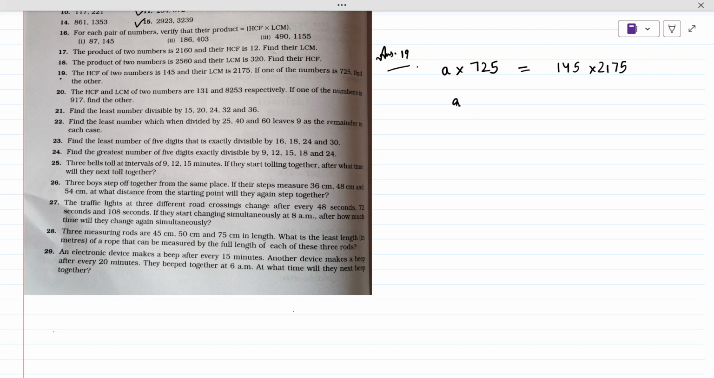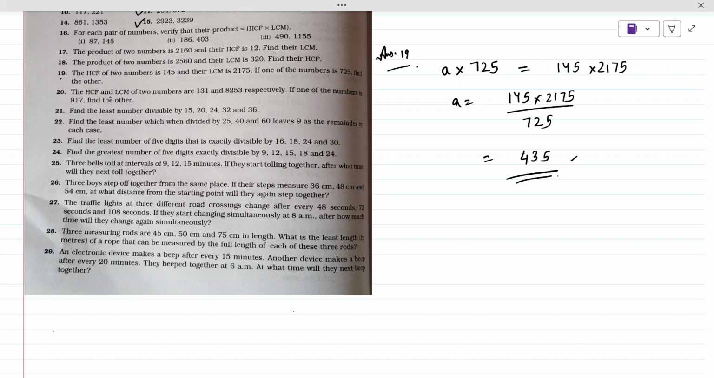Right? And now what we have to do? 145 into 2175 divided by 725. We have to solve this division, and by solving this, we are going to get the answer, which is 435 here. If you do this calculation and solve it, this should be the answer.